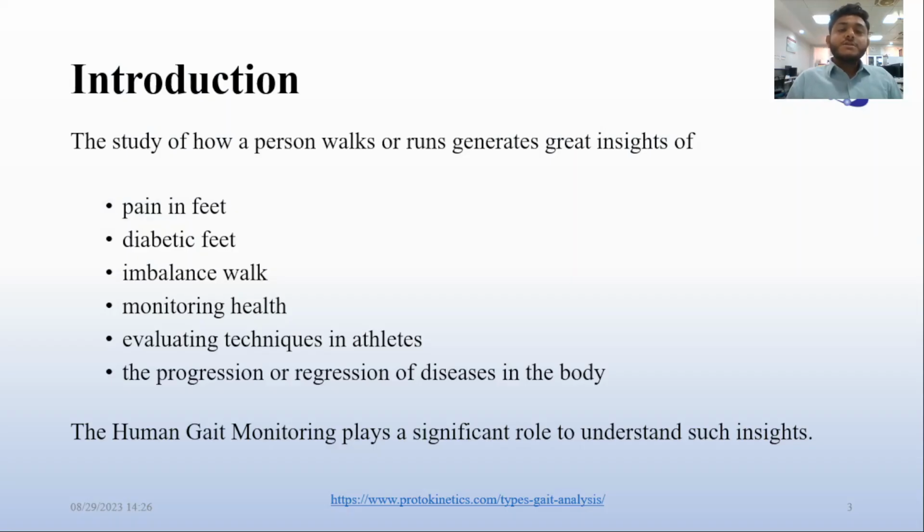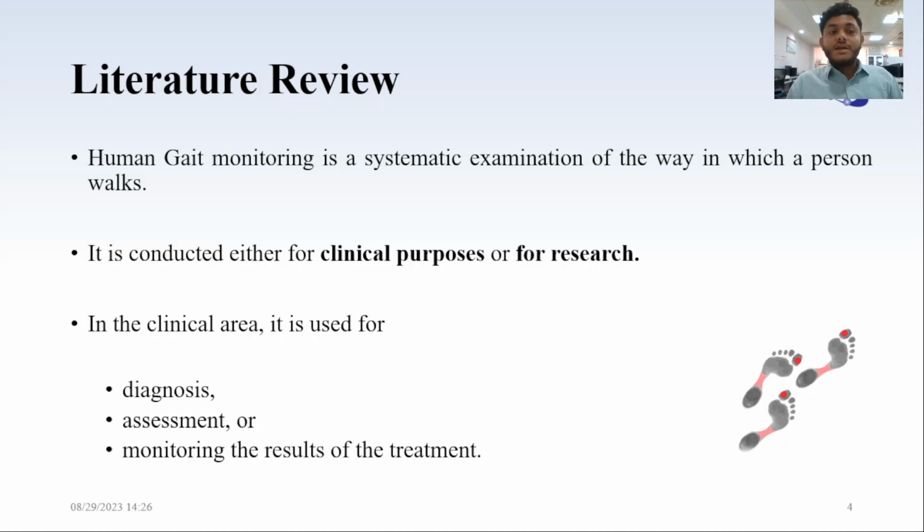So, introduction. The study of how a person walks or runs generates great insights of pain in feet, diabetic feet, imbalanced walk, monitoring health, evaluating techniques in athletes, the progression or regression of diseases in the human body. The human gait monitoring plays a significant role to understand such insights. It is a systematic examination of the way in which a person walks.